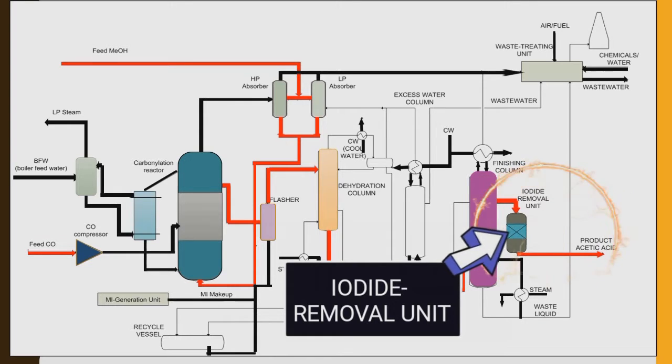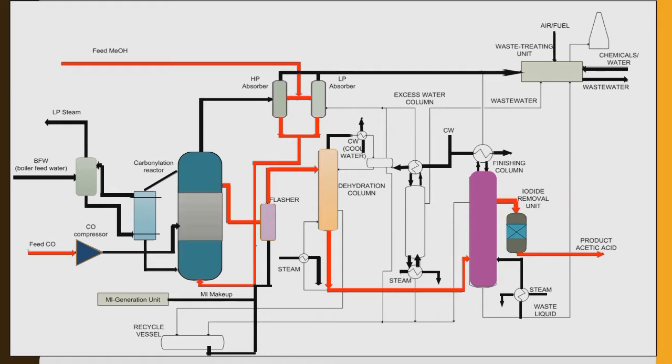This is the iodide removal unit. Product acetic acid still contains traces of iodide compounds, which might harm the catalyst in a vinyl acetate plant. In this section, any remaining traces of iodide compounds are absorbed by a proprietary absorbent to reduce the level of iodide contents to less than 3 ppb.